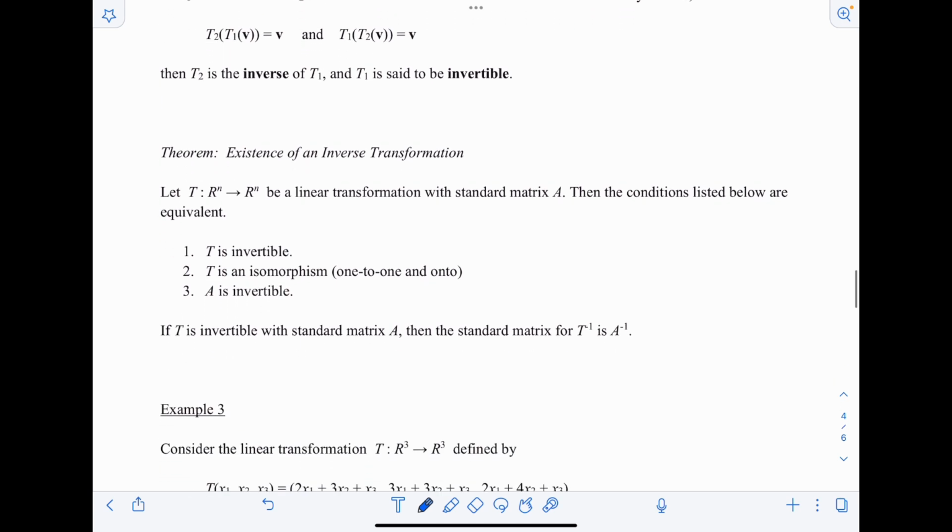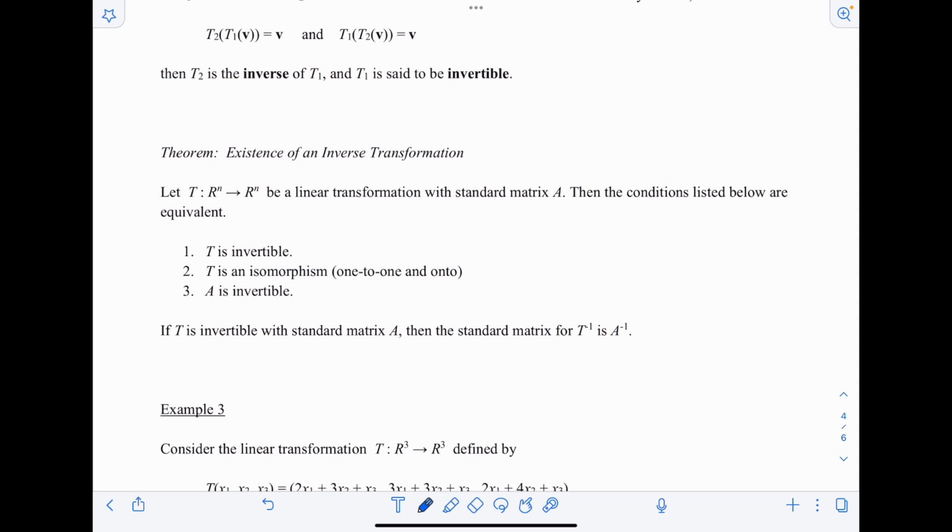All right, and then we've got a theorem. Let T be the linear transformation mapping Rn to Rn with standard matrix A. Then the conditions listed below are equivalent. T is invertible. T is an isomorphism, which just means that it's one-to-one and onto. And the matrix A is invertible. And if T is invertible with standard matrix A, then the standard matrix for T inverse is A inverse.